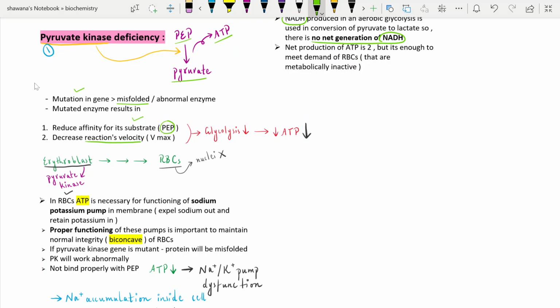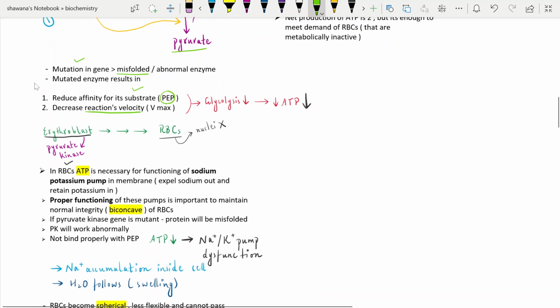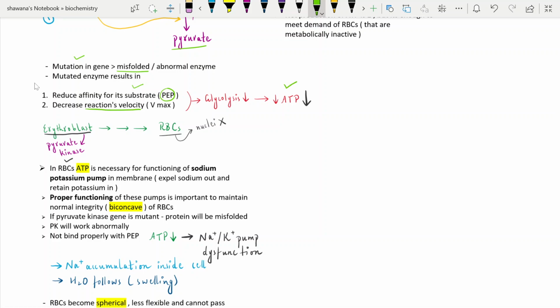Its speed would be decreased and ATP would be decreased in this step. But when ATP is reduced, it has very negative impacts on the RBCs. How does this occur? Let's talk about where the gene is actually mutated. As you know, mature RBCs lack nuclei. They do not have nuclei, so the gene cannot be present in mature RBCs, but it can be present in RBC precursors.